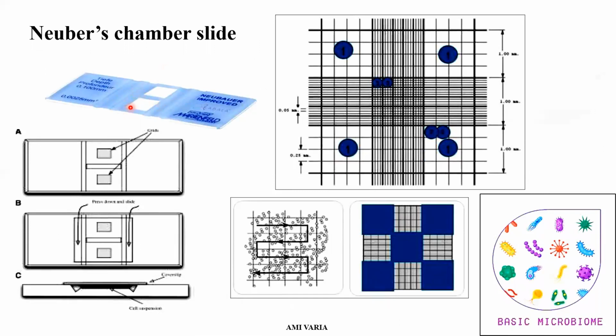As I have mentioned, the specimen sample, diluted with the diluting fluid, is mounted in this area and placed into the Neubauer chamber slide. Then the cover slip is placed and the number of cells are counted. This is the method of counting of cells. By this method, we can count the number of living bacterial cells in the specimen sample.